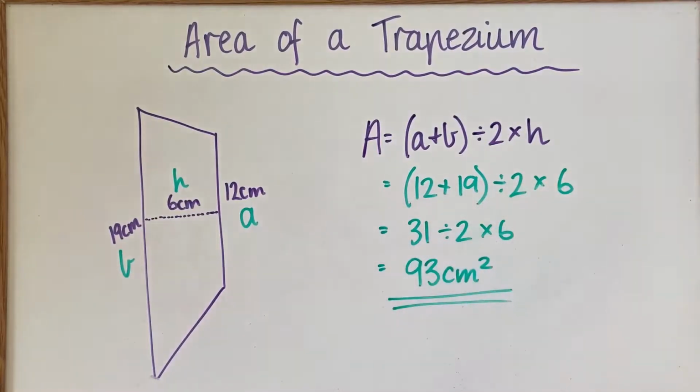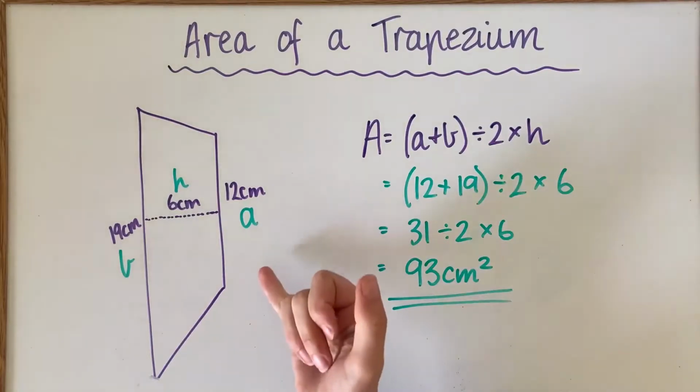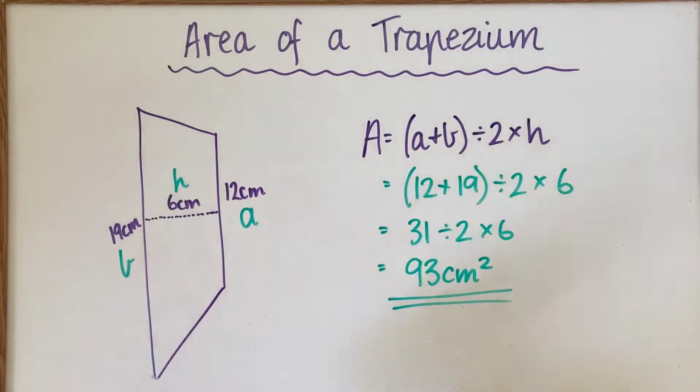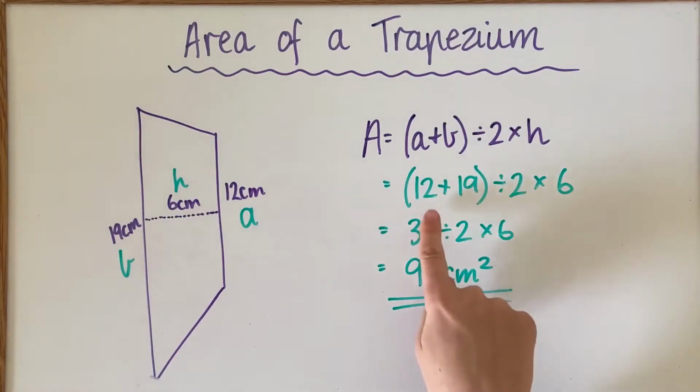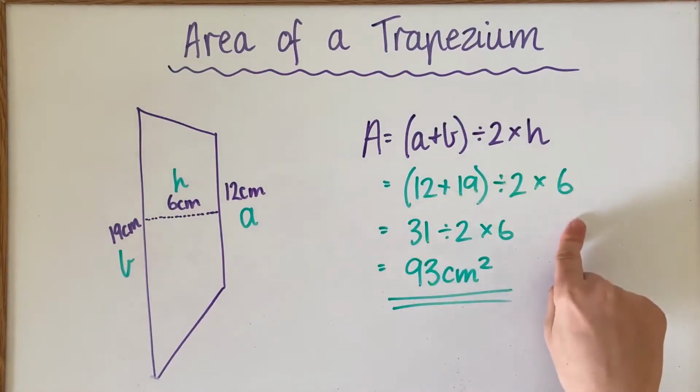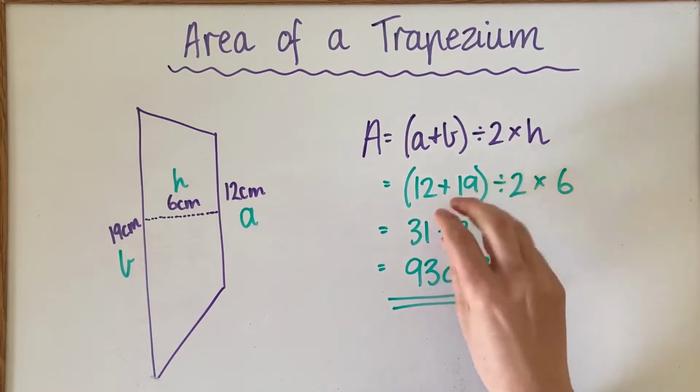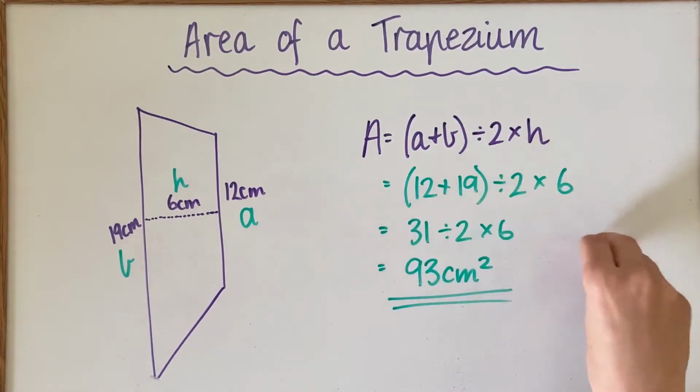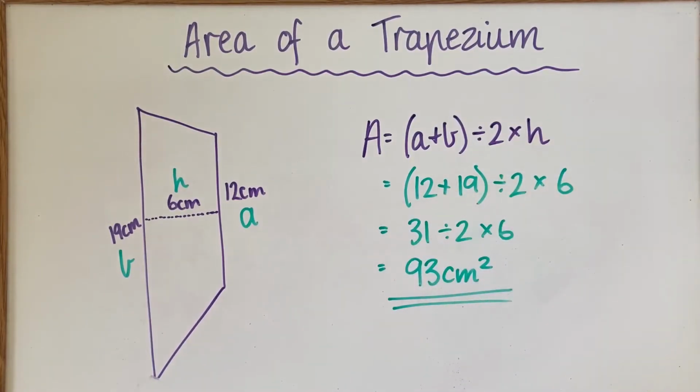So with a trapezium, you need to be able to remember what the formula is, determine what value is A, what value is B, and then what value is the height. Substitute accordingly, making sure that you follow the correct order of operations. So doing what's in the brackets first before proceeding with anything else. And then you can find what the area of a trapezium is.